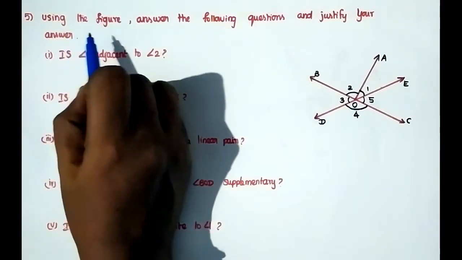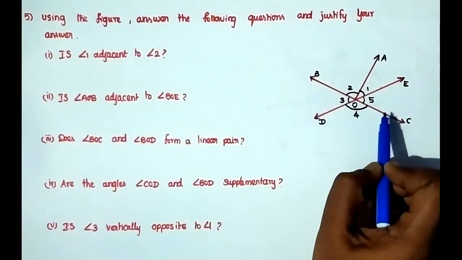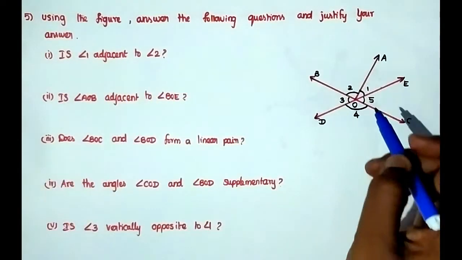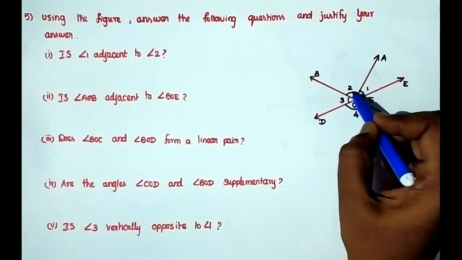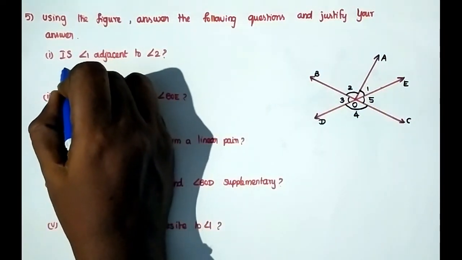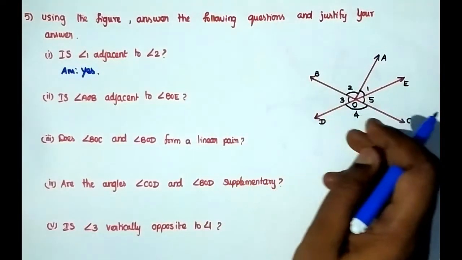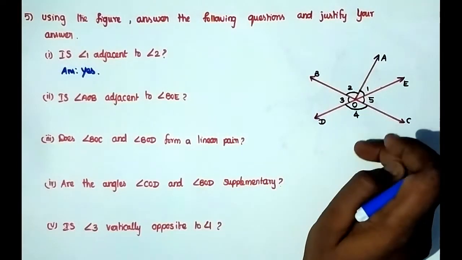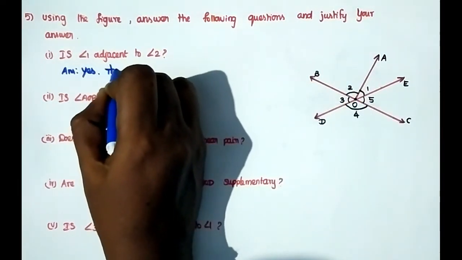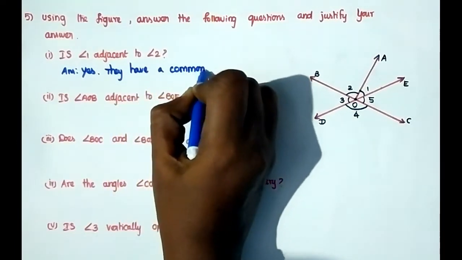Fifth sum. Using the figure, answer the following question and justify your answer. Listen, this figure, is angle 1 adjacent to angle 2. Here angle 1, angle 2. So that is adjacent. So answer yes. Justify your answer. They ask. So they have a common vertex.